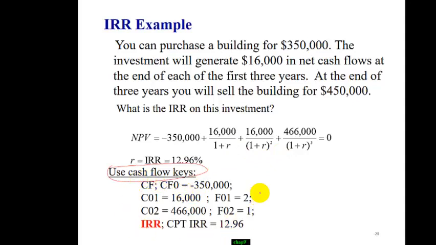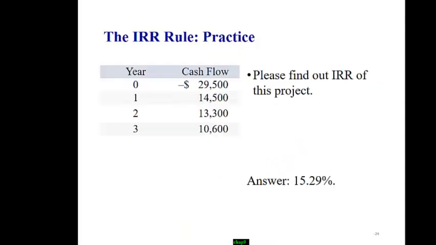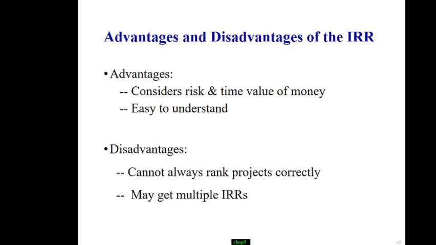So set up the cash flow keys, then press IRR compute. We notice the rate of return is 12.96%, which means if you do this 3-year investment, every year you get a return of about 12.96%. Pause a moment and practice: find out the IRR for this investment. Did you get the answer correct?